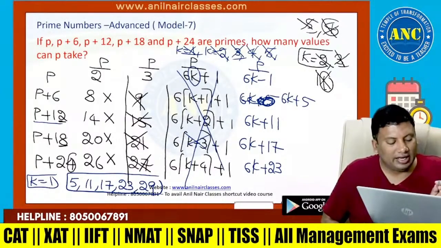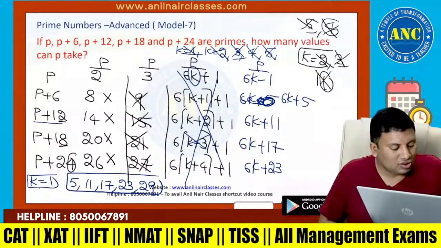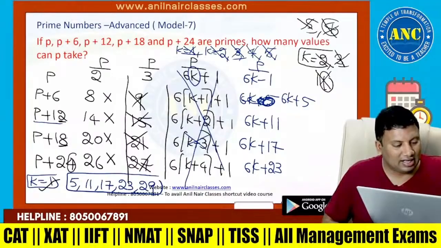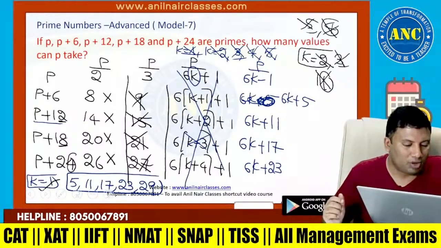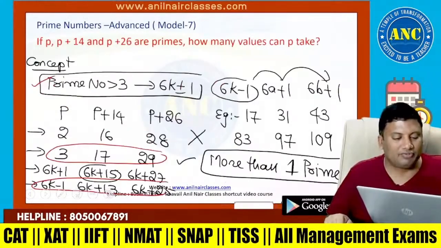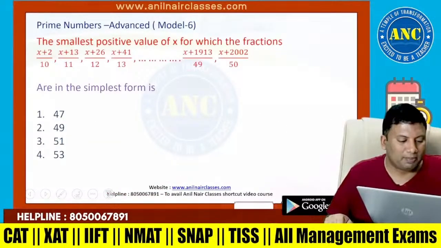I hope the idea is clear. So the answer is only one value, k equals 1. I hope the idea is clear. So this question, model number 7: every prime number greater than 3 is of the form 6k plus or minus 1.